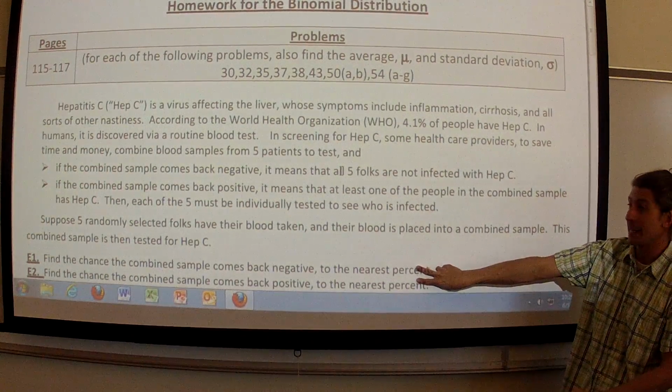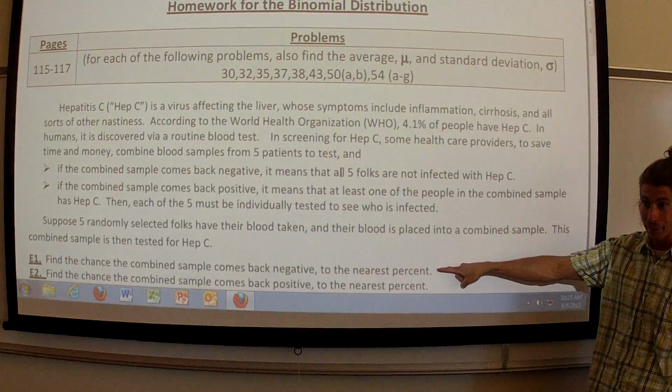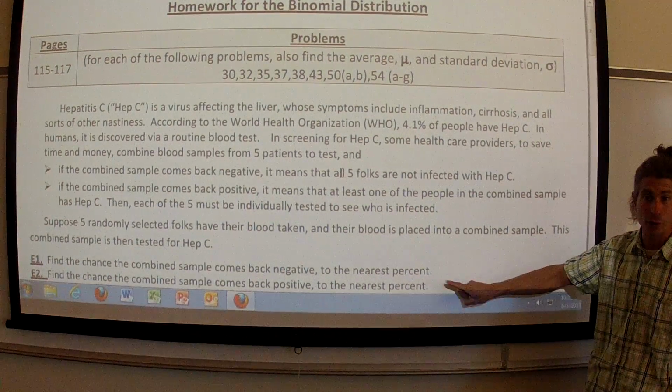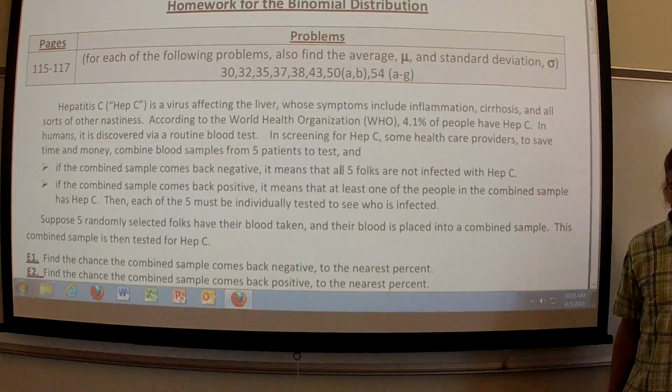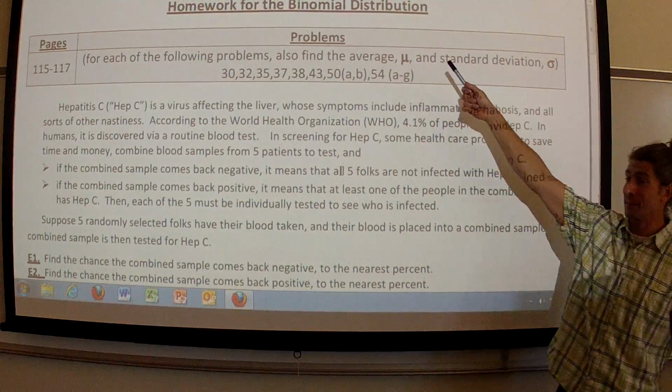So I started with E1 and E2. What's the chance it comes back negative? And what's the chance it comes back positive? So let's start with that. First of all, how do you know it's binomial, other than the fact that it's the homework for the binomial?